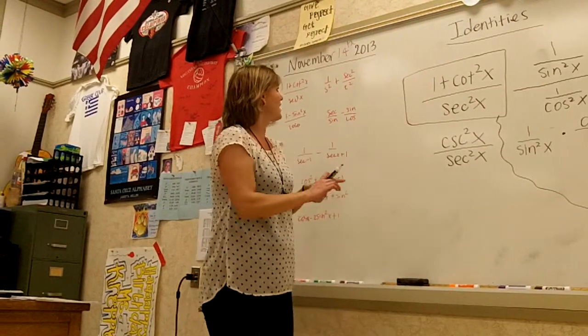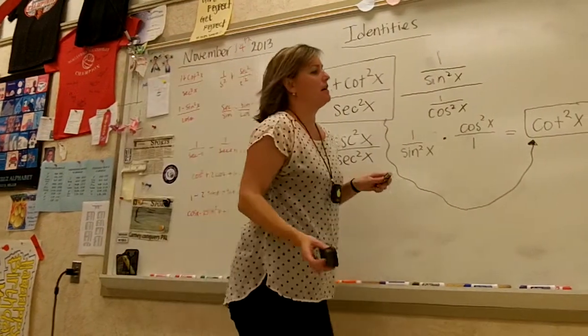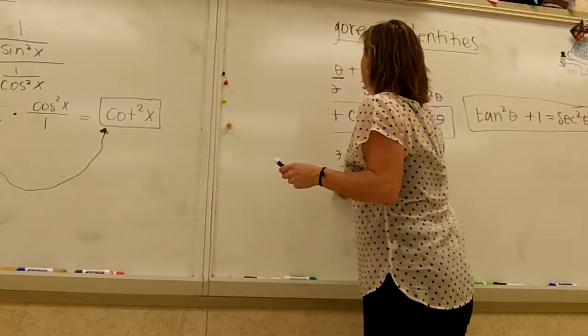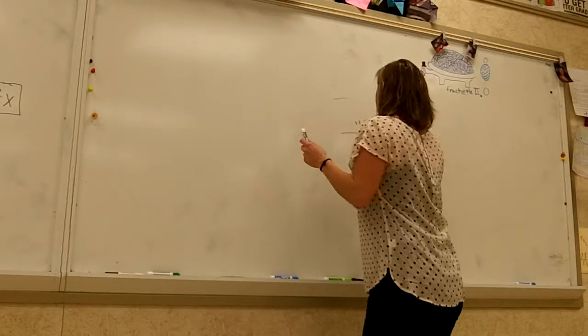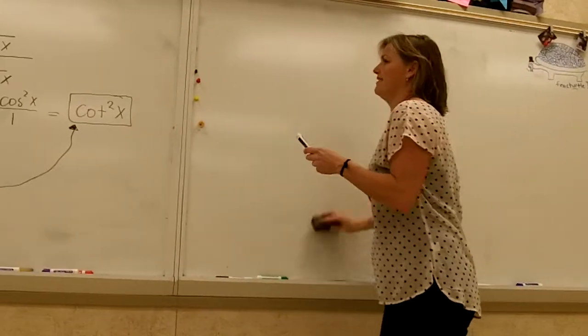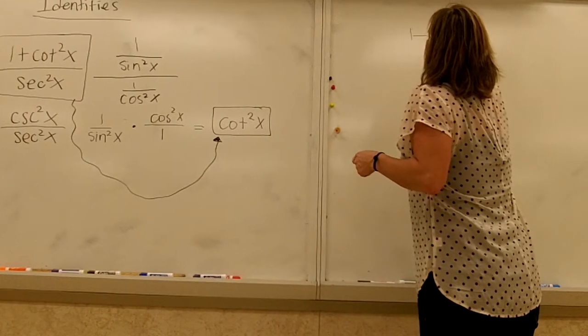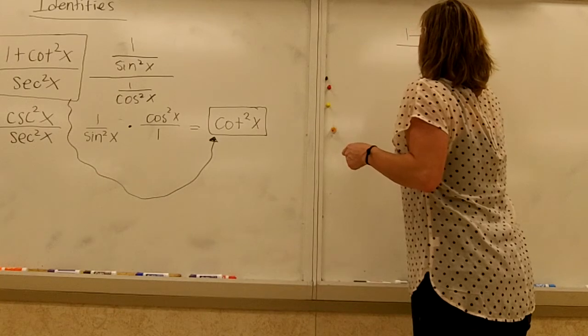Okay, so let's try another one. I hope you wrote those down. So 1 minus sine squared theta over cosine squared theta.